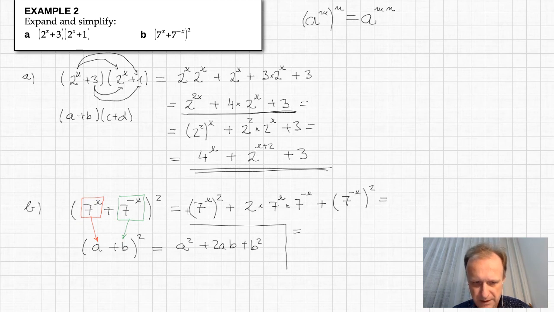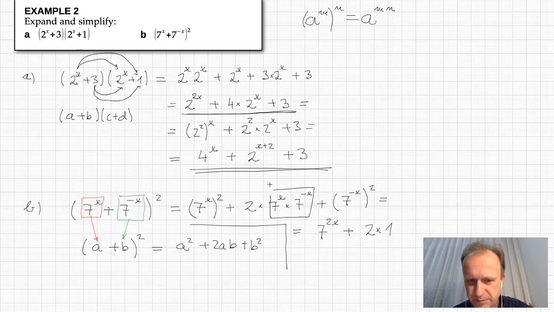So 7 to the power of x all squared. Well, according to this law here, a to the power of m to the power of n is a to the product of powers. We can write that this is 7 to the power of 2x plus, now it's 2 times, and we can put these two together. You see that 7 and 7 are bases and they are the same, so since they are multiplied, you can add the exponents. So x plus minus x is 0. So you end up with 7 to the power of 0, which is, as you well know, 1.